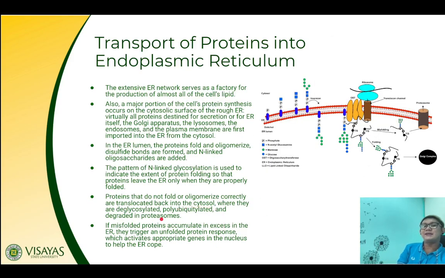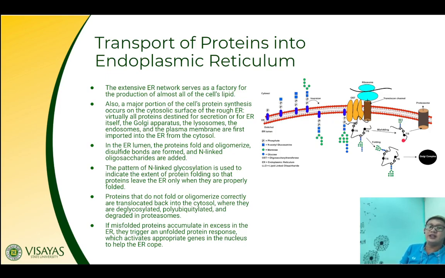Now let us talk about transport of proteins into the endoplasmic reticulum, or the ER. The extensive ER network serves as a factory for the production of almost all of the cell's lipids. Also, a major portion of the cell's protein synthesis occurs on the cytosolic surface of the rough ER. Virtually all proteins destined for secretion, or for the ER itself, the Golgi apparatus, the lysosomes, the endosomes, and the plasma membrane are first imported into the ER from the cytosol.